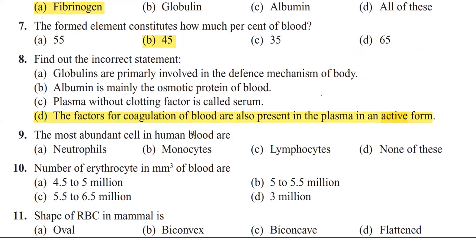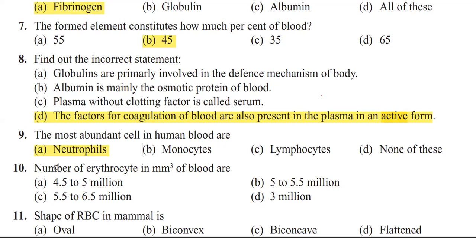The most abundant cells in human blood are neutrophils, monocytes, lymphocytes, none of these. We know neutrophils are 60 to 65%, right? These are the most abundant cells, whereas monocytes are around 6 to 8%, lymphocytes 20 to 25%.